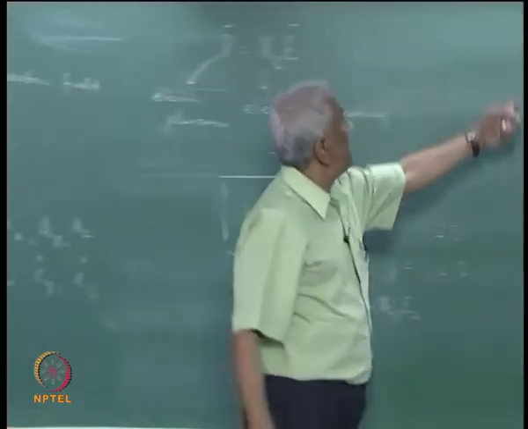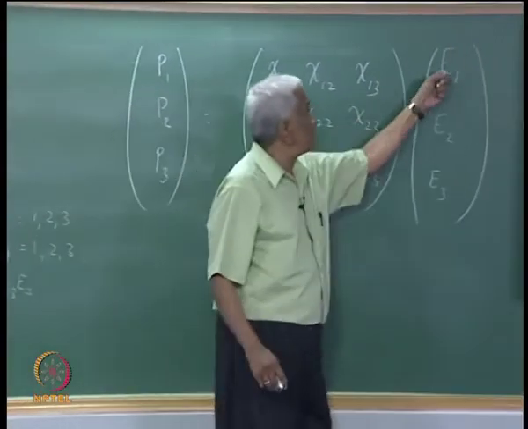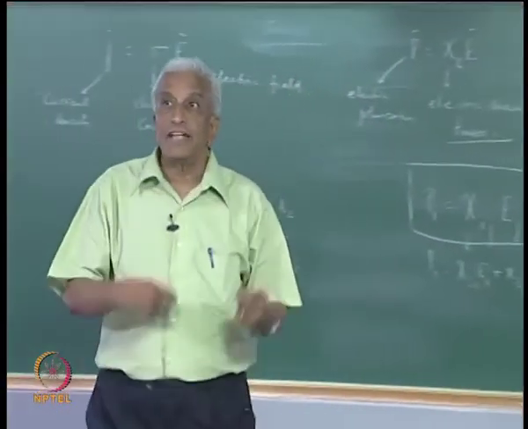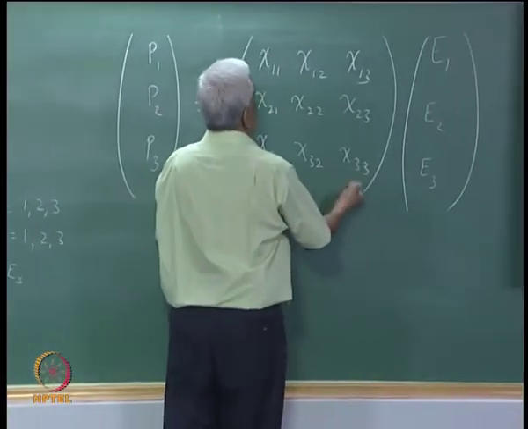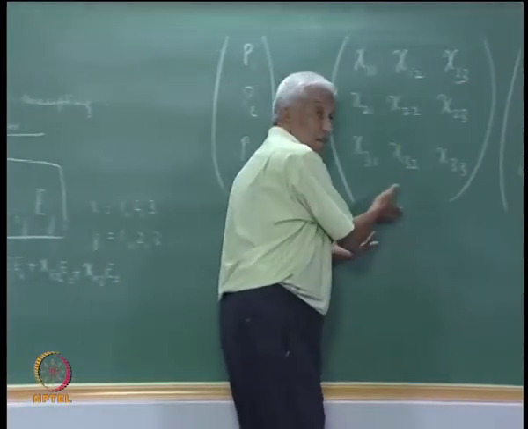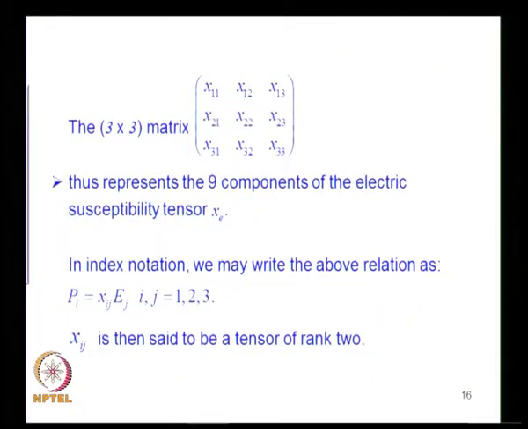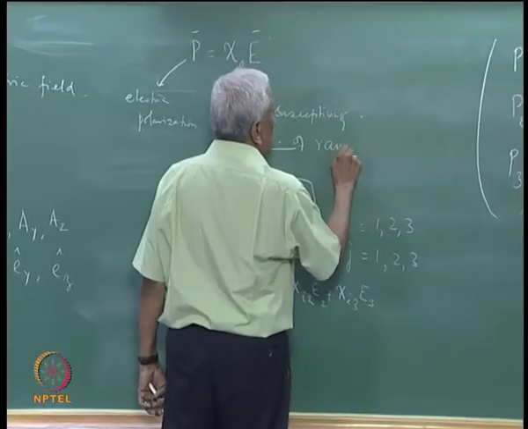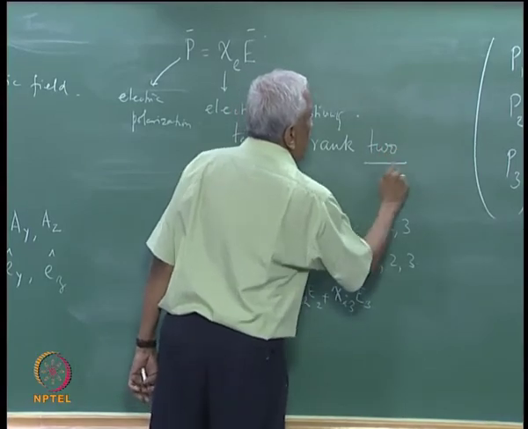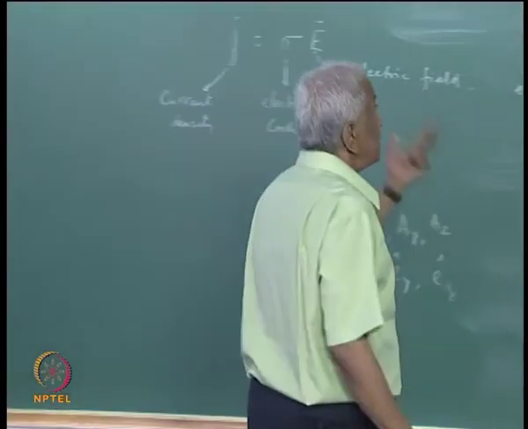So, the column matrix P1, P2, P3 gives you the components of the vector P, while the column matrix E1, E2, E3 gives us the components of the vector E. And this 3 by 3 matrix consisting of the array of numbers chi 1 1 etcetera up to chi 3 3 represents the electric susceptibility tensor. So, that is the general way to represent quantities of this kind. You can see it is not just a tensor, it is a tensor of rank 2. A vector is a tensor of rank 1, a scalar is a tensor of rank 0.